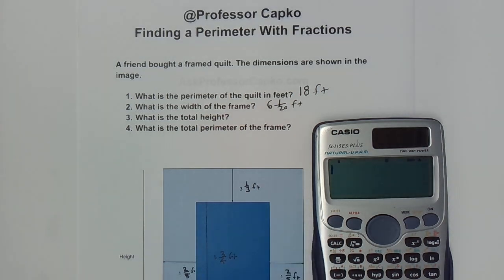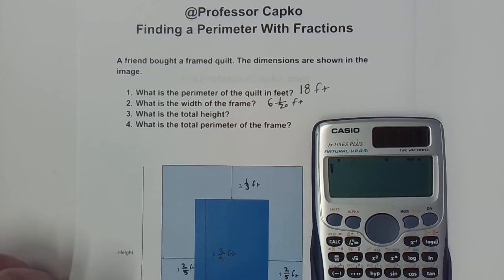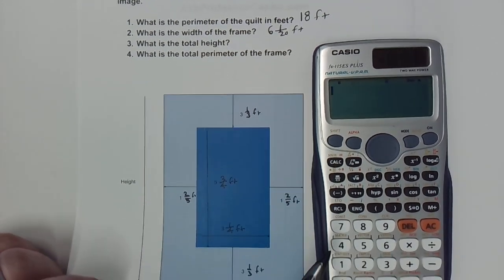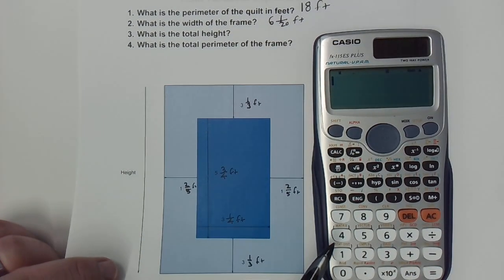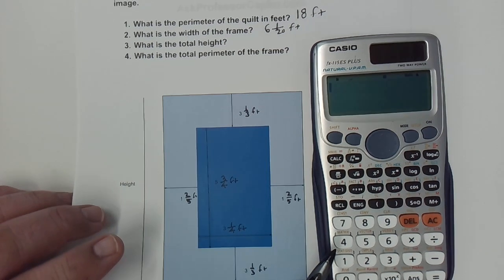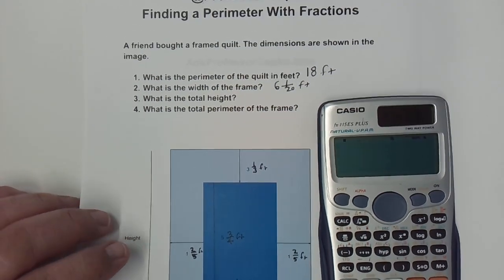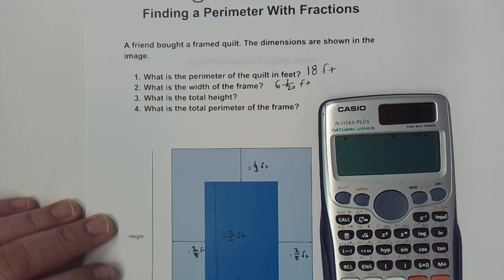Some of you have been asked to find the perimeter of two rectangles, such as this, and it has fractions in it. And you may have been asked 4 questions, such as what is the perimeter of the quilt? Because the inner part is a quilt and the outer part is a frame in this problem. And the first question is what is the perimeter of the quilt? That's the distance all the way around.